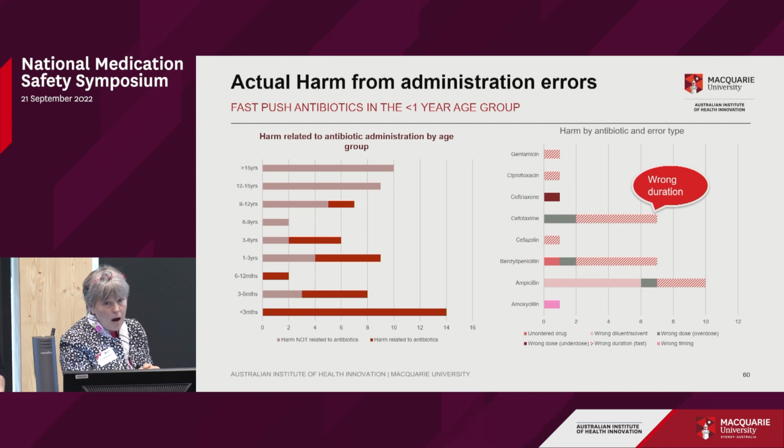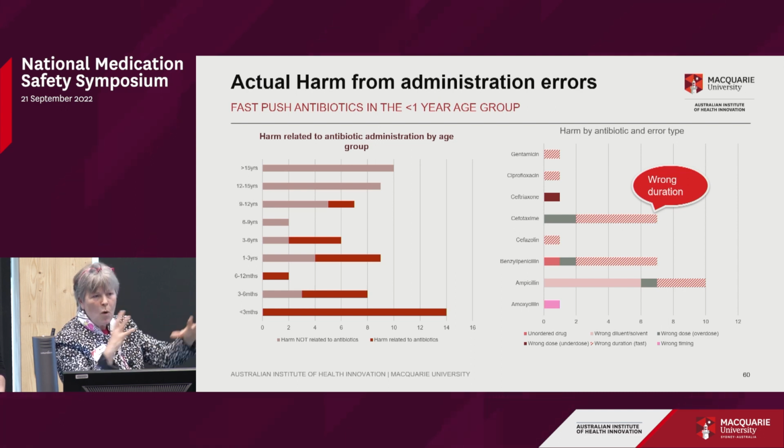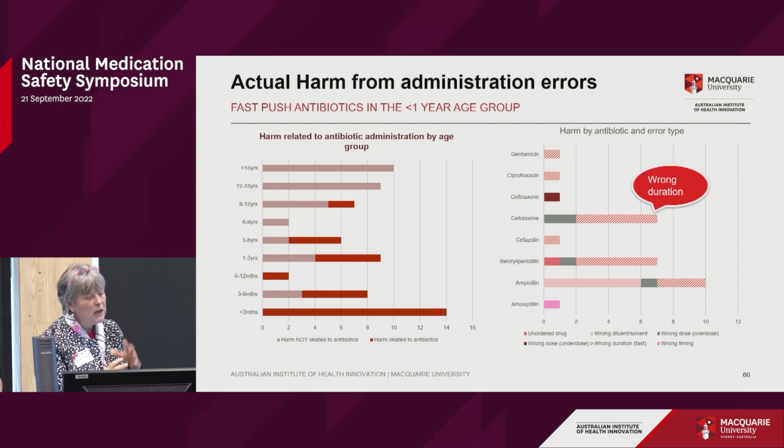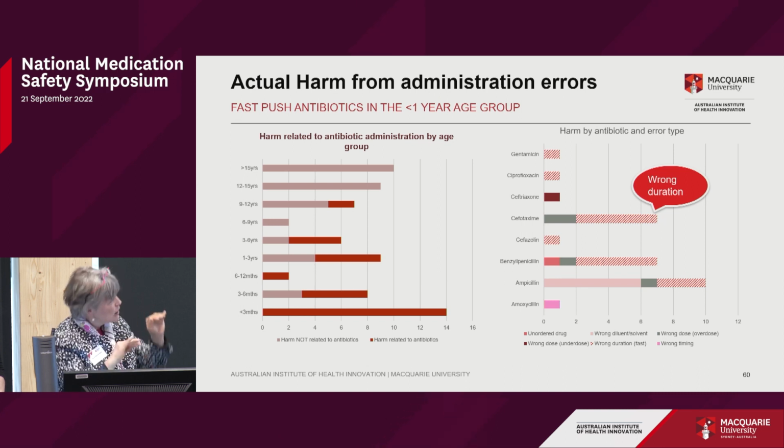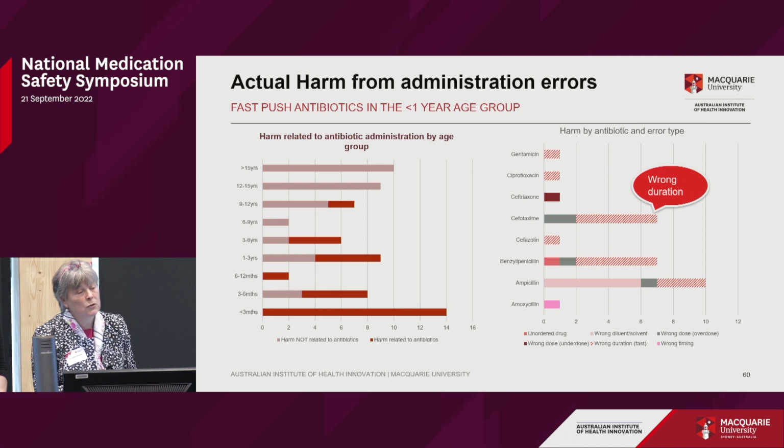So half of the harms due to antibiotics, but what was it about these antibiotics that was causing a problem? And in the right-hand one, we looked at the antibiotics, and we looked at the routes and the other issues and the type of error that was causing this harm. And I've got a nice sort of slanting line showing the preponderance of wrong duration, and this is fast duration.